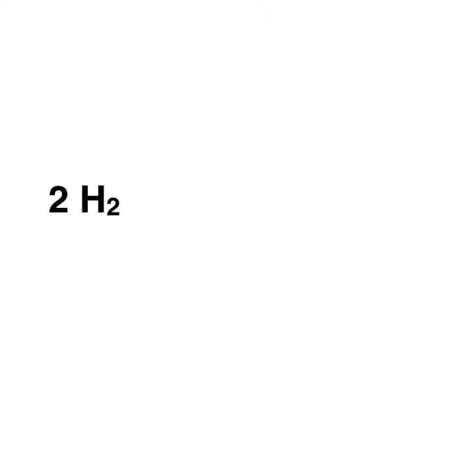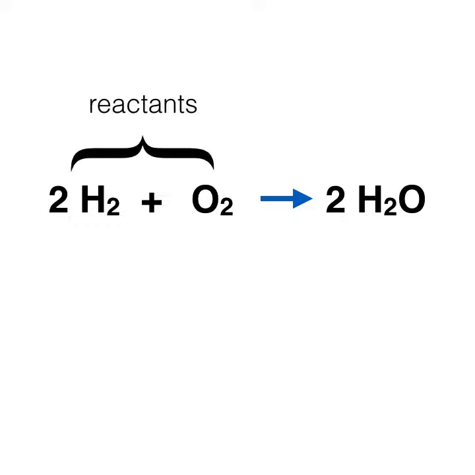Molecular hydrogen reacting with molecular oxygen to produce H2O, or water. What we have here now is the chemical equation for the reaction. Let's break this equation down to see what it entails. Firstly, the items on the left side of our equation are called the reactants. The first reactant we have is molecular hydrogen, or H2.